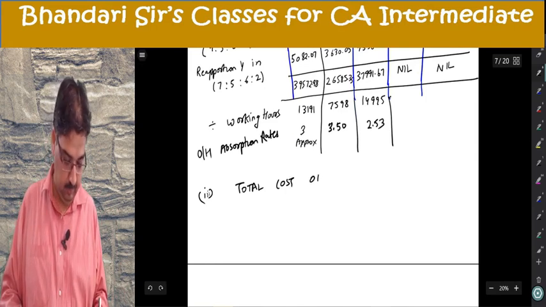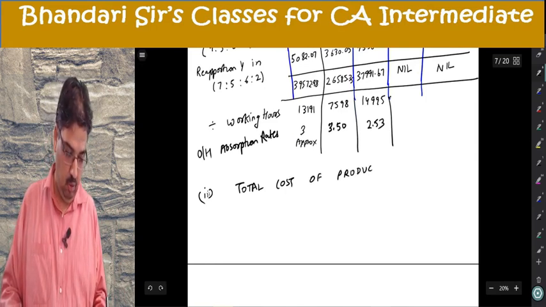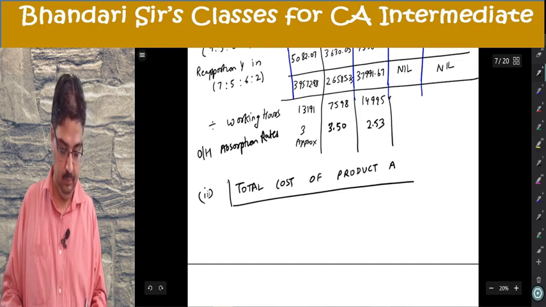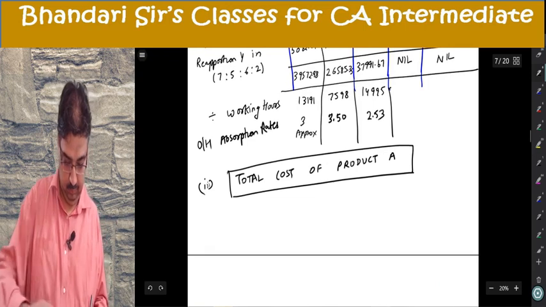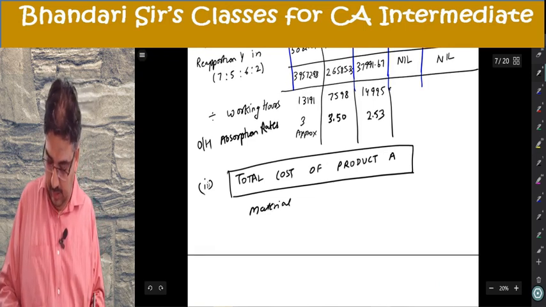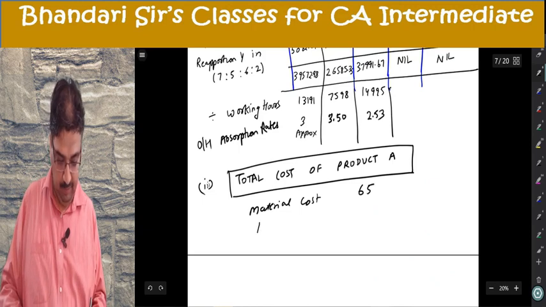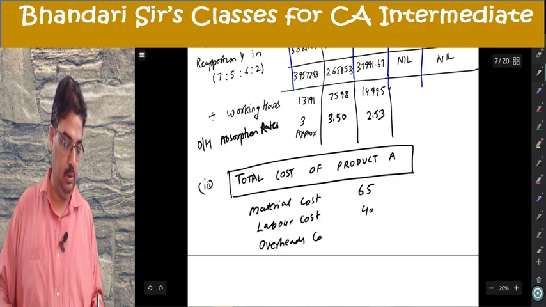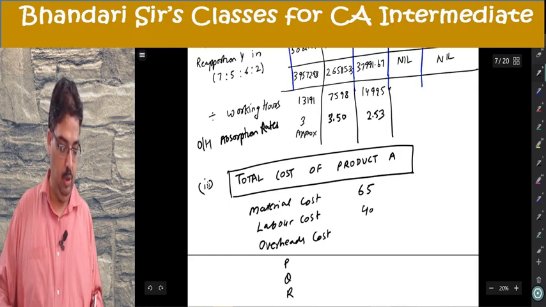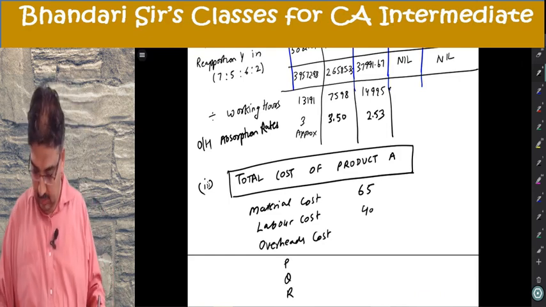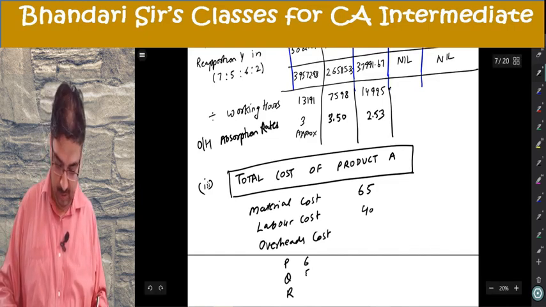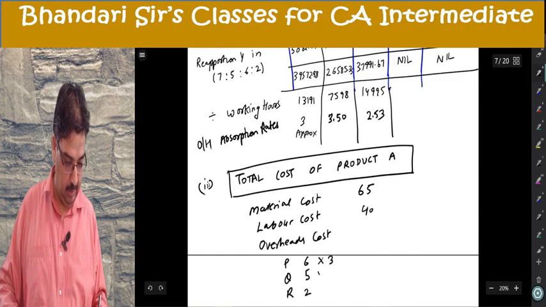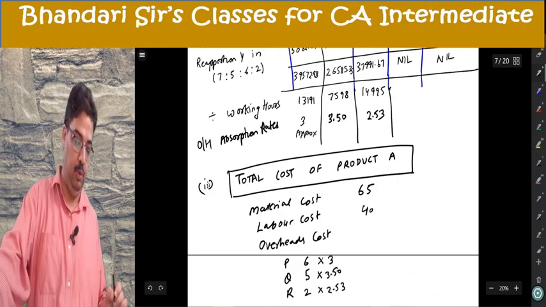Total cost of product A. Material cost 65. Labor cost is given 40. Overheads cost P department, Q department, R department. It is 6 hours, 5 hours, 2 hours multiplied by 3, 3.50, 2.53. Let's compute departmental cost.